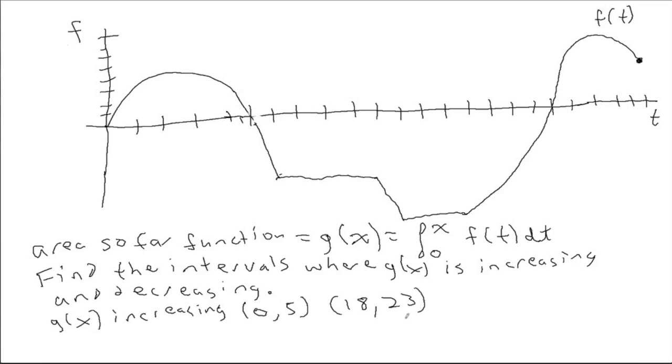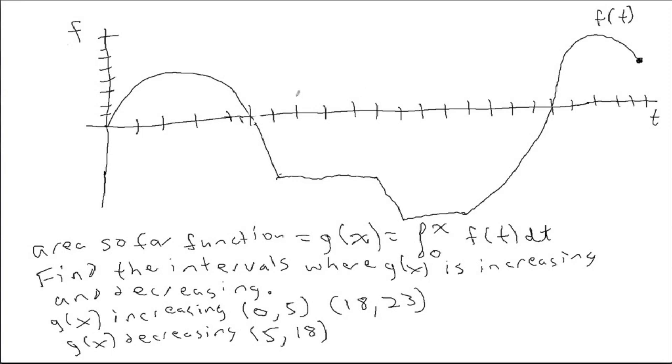And then g of x is decreasing from 5 to 18. I was just counting again to make sure I was counting right the first time. Yep, so 5 to 18. That was a smart way to double check. Good. Perfect. Okay, very good. So that's one of the types of problems you're likely pretty sure to see on the test.